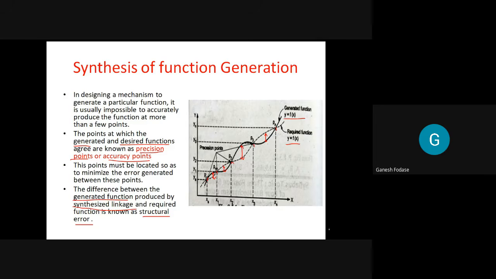Now, how to locate these precision points? That we'll see next. Is it clear? Two definitions are clear: one is precision point, the other is structural error.